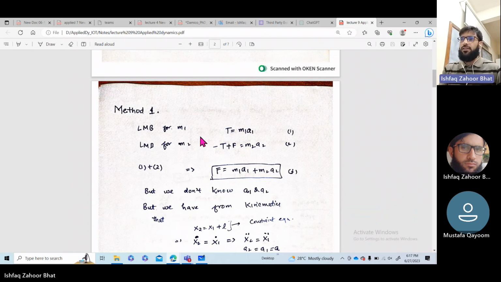So the first thing we can do is linear momentum balance for M1, and linear momentum balance for M2. That is, applying Newton's second law, or the linear momentum balance equation, on each of the masses. Then adding the first and second, we get F equal to M1 A1 plus M2 A2. This is simple. You add these, so the T gets cancelled.